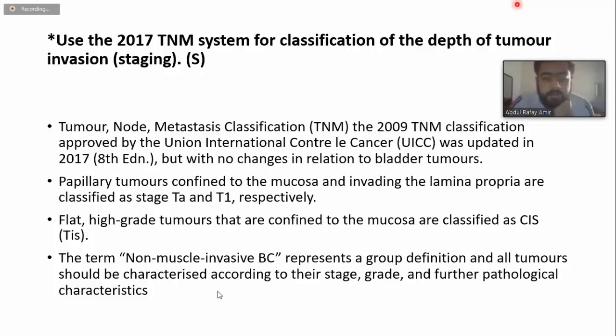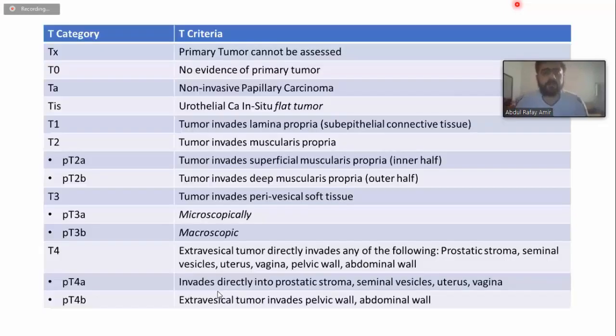Flat, high-grade tumors that are confined to mucosa are CIS. The term non-muscle invasive bladder cancer represents a group definition, and all tumors should be characterized according to their stage, grade, and further pathological characteristics. This is the TNM setting.